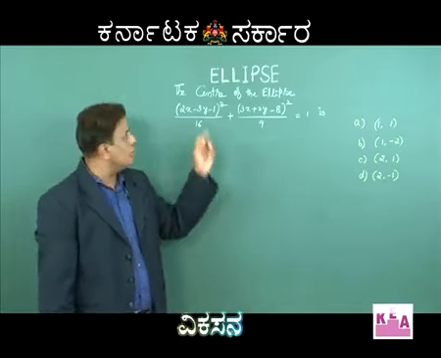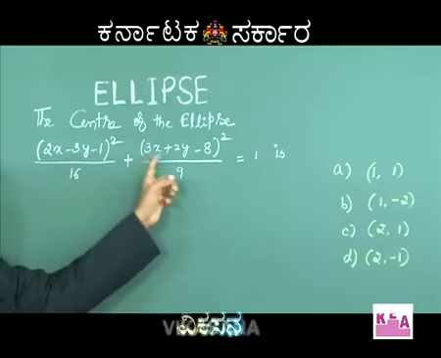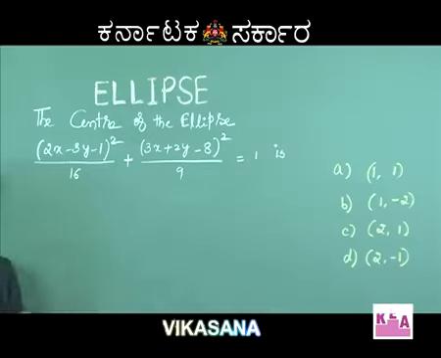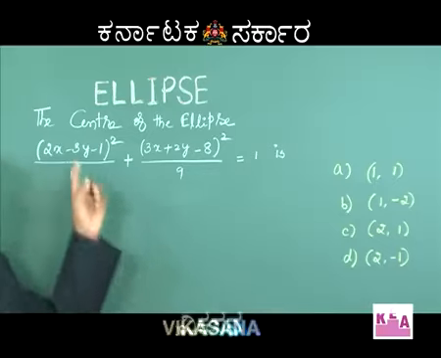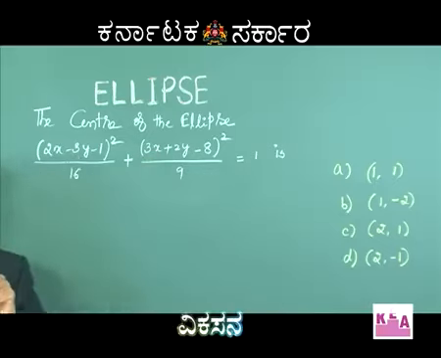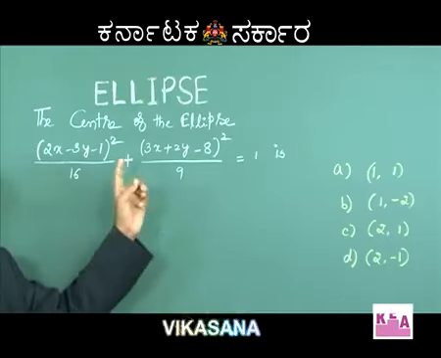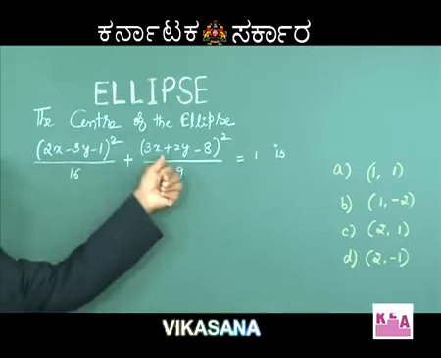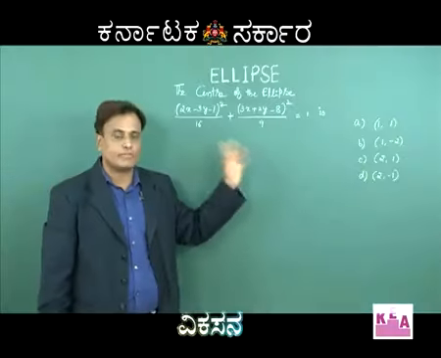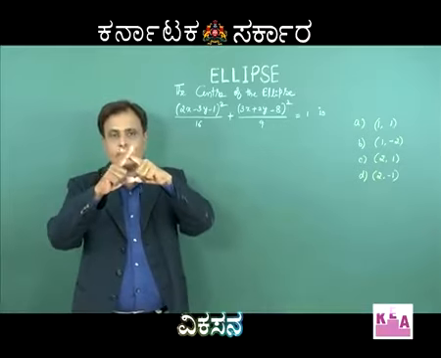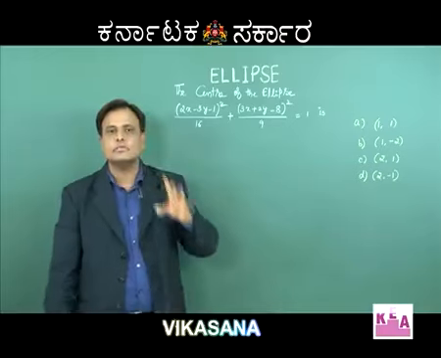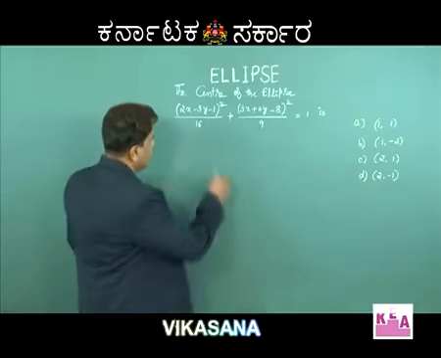Here, if you equate these two numerators to 0, because they are in the form of ax plus by plus c, these two equations represent straight lines. As their slopes are not equal, they are not parallel, so these two lines are definitely intersecting lines. The point of intersection of these two lines will be the center. So therefore we equate it now.